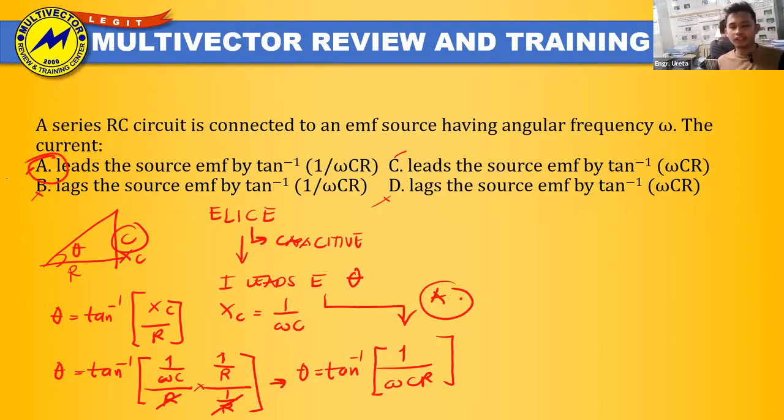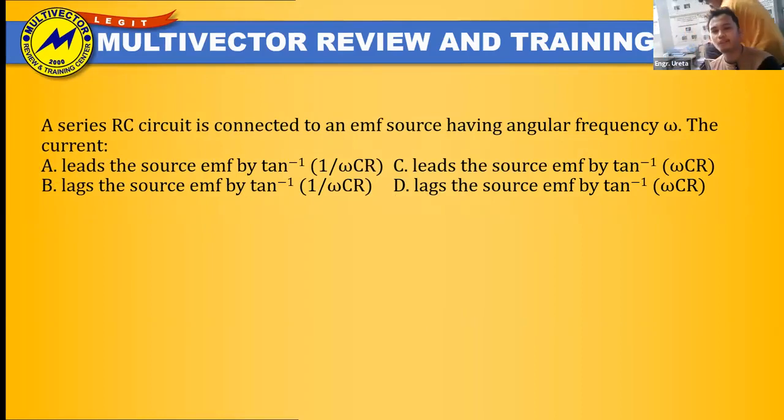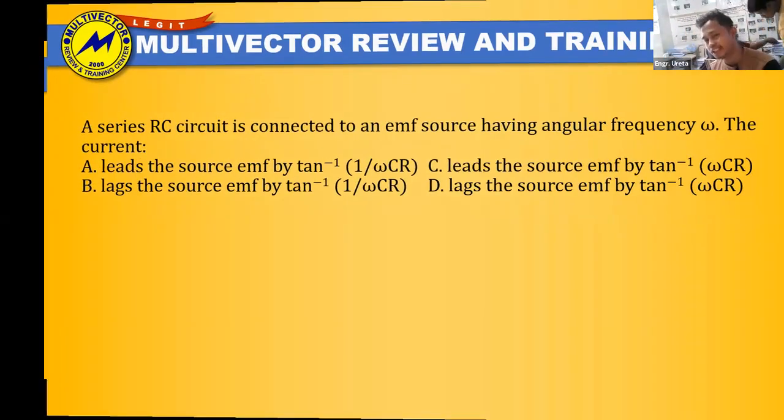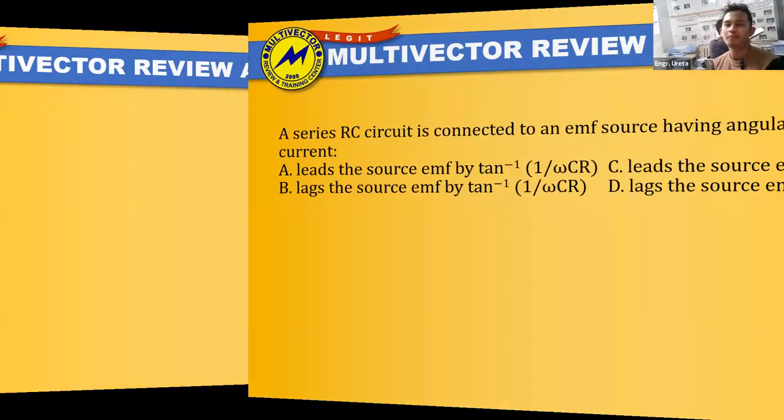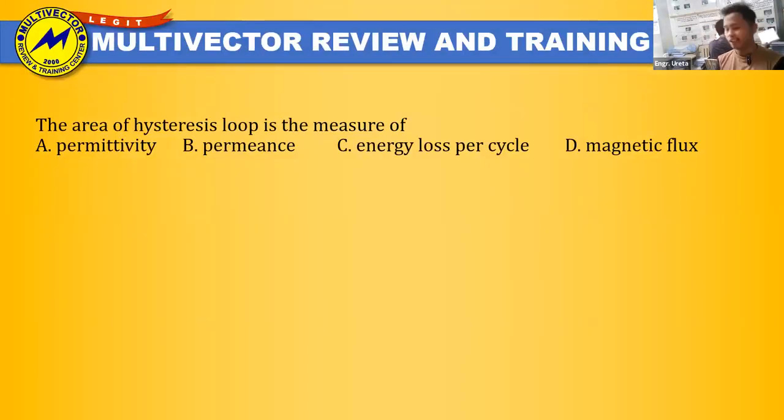So yun yung problem number 70 natin. Okay, so letter E. Next. Okay, so next is problem number 71. The area of hysteresis loop is a measure of, okay, so letter C, energy loss per cycle.